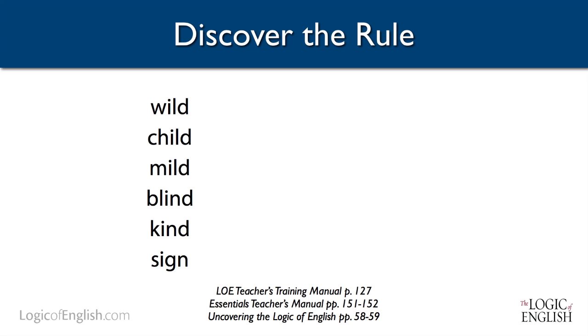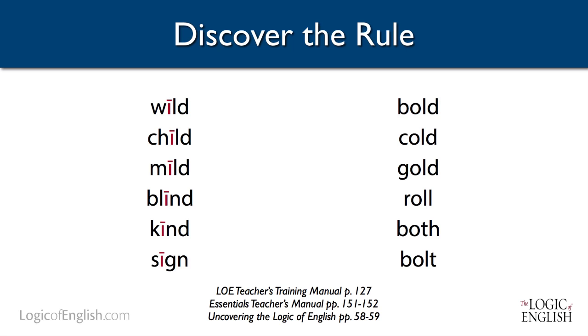Let's go on to discover our next rule. I have put a list of words for you up on the screen. They are also found in your teacher's training manual on page 127. And I want you to notice what sound of I you are hearing in each of these words: wild, child, mild, blind. That's right, you're hearing the long I sound.